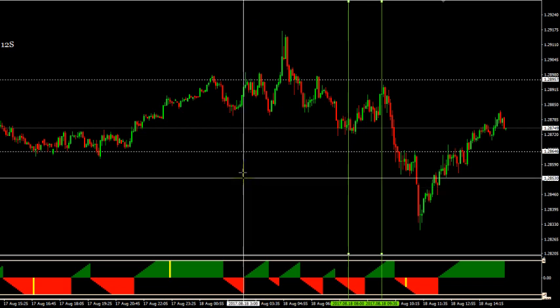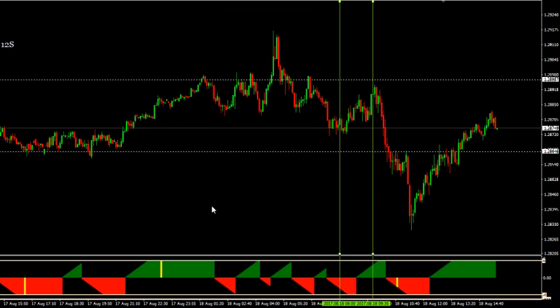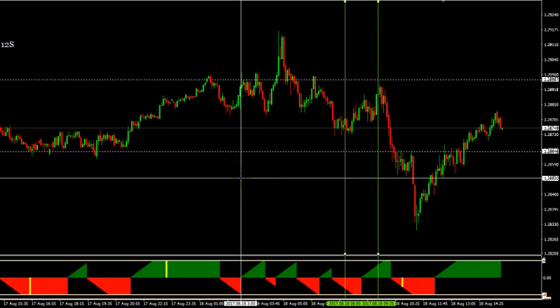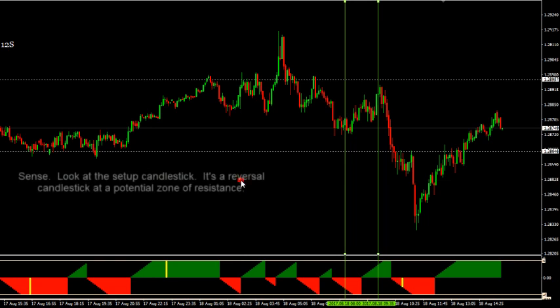3:05. We get a long setup right here. Well, we're trading right into the resistance level that we had marked off. These are loser trades. Just in general, these are losing trades. They do work out, obviously. Breakouts have to happen or we would never get trends. But use a little bit of sense here.